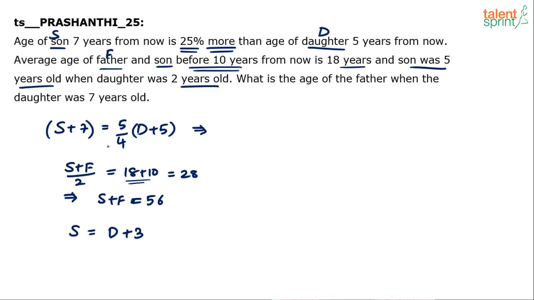Let me rewrite this. 4S plus 28 equals 5D plus 25. This is equation number 1. This is equation number 2. And this is equation number 3. 3 equations and 3 variables. Solve and you will get the answer. What are the 3 variables? S, D, and F.